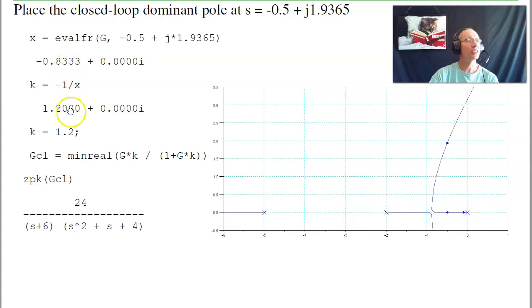K is just 1 over that, 1.2. I'll take the real part. And it's a check. Find the closed loop system, gk over 1 plus gk, and one of the roots should be where I put it.